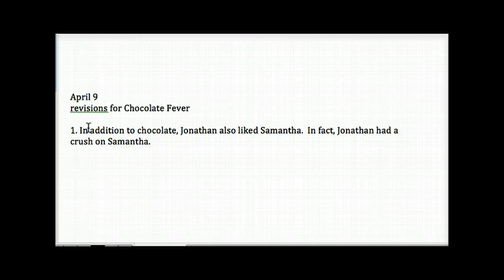So notice here, when we're talking about revisions at this point, we're talking about putting whole sentences in there, maybe even a whole paragraph. I'm putting in the information that the reader needs so that the story makes more sense. So that's my first revision.